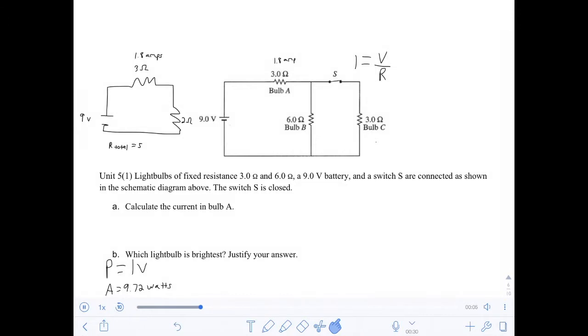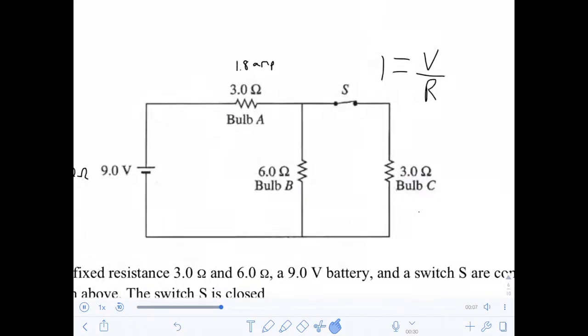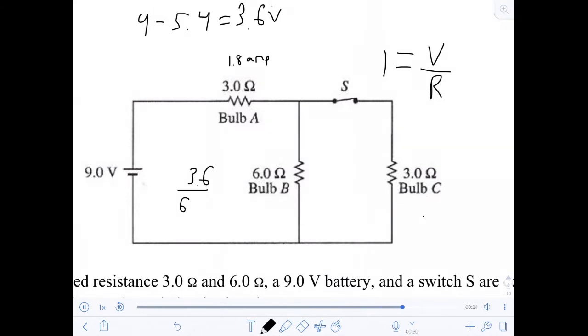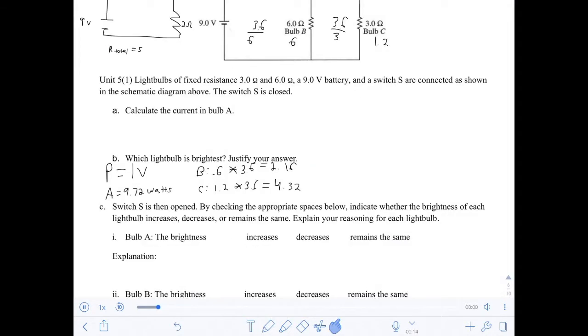For bulbs B and C, we need to go back to our first diagram. Here they are in parallel, and we know voltage is constant when bulbs are in parallel. If we take the total voltage and subtract A's voltage, we get 3.6 for both B and C bulbs. We can then calculate the current for each bulb and end up with 0.6 amps for B and 1.2 amps for C. Then we calculate power and obtain 2.16 watts for B and 4.32 watts for C, making A the brightest. I guess you could say it's the brightest bulb in the drawer.